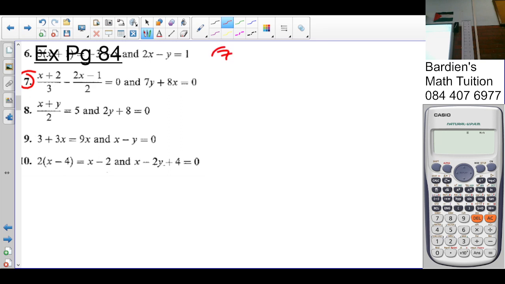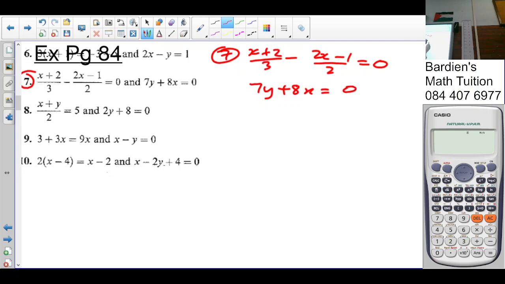So in number 7, we got x plus 2 over 3 minus 2x minus 1 over 2 equals 0, and we got 7y plus 8x equals 0. It's equation 1 and equation 2. Right, go for it, Gabby. What's the first line you wrote? 6x, from equation 1. What's your LCM? My LCM was 6.